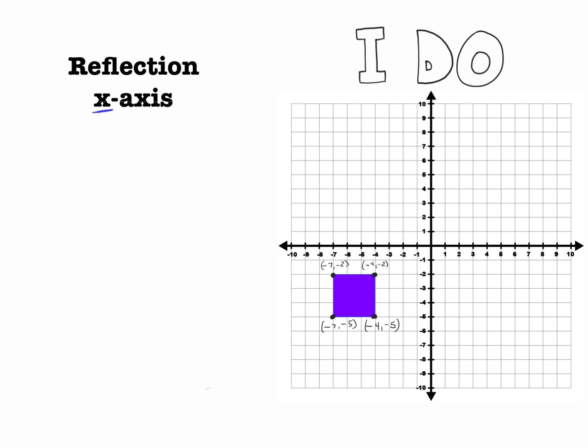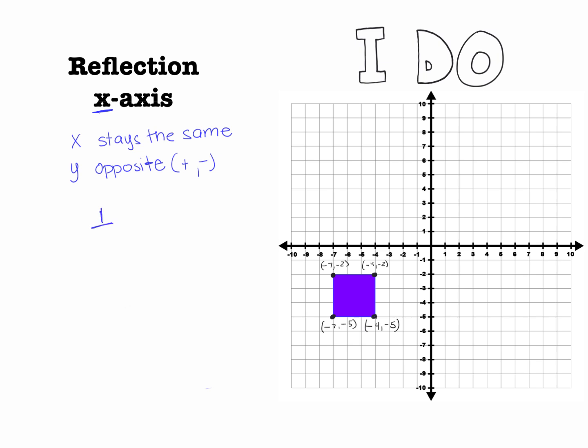When you are doing a reflection over the x-axis, the x-coordinate stays the same. And the y is just the opposite. What do we mean by opposite? We mean either positive or negative. So if it's a positive 2, you would change it to a negative 2. And if it was a negative 2, you would change it to a positive 2. That's it. So we are going to write down the coordinates one by one, change the y coordinate to its opposite.